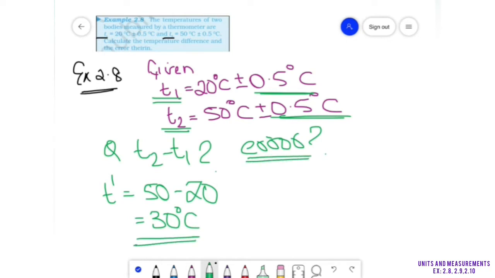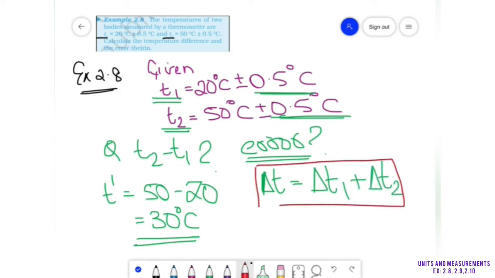Now what do you do in the case of error? How do you calculate the error? In the case of temperature difference, how do you calculate the error? So even if it is subtraction or if it is addition, so if it was T1 plus T2, it is the same thing. So for error, what you do is we sum the errors. Even if it's addition or subtraction, it is summed.